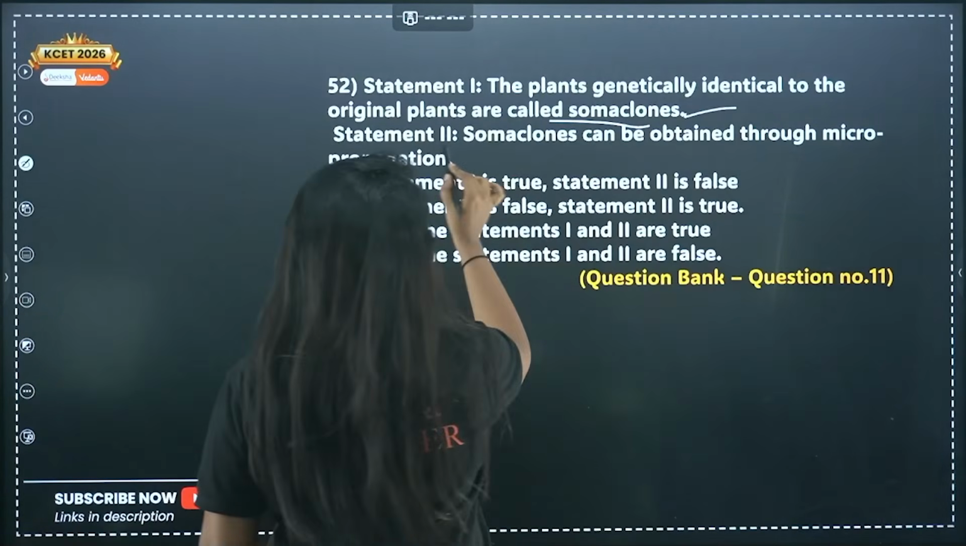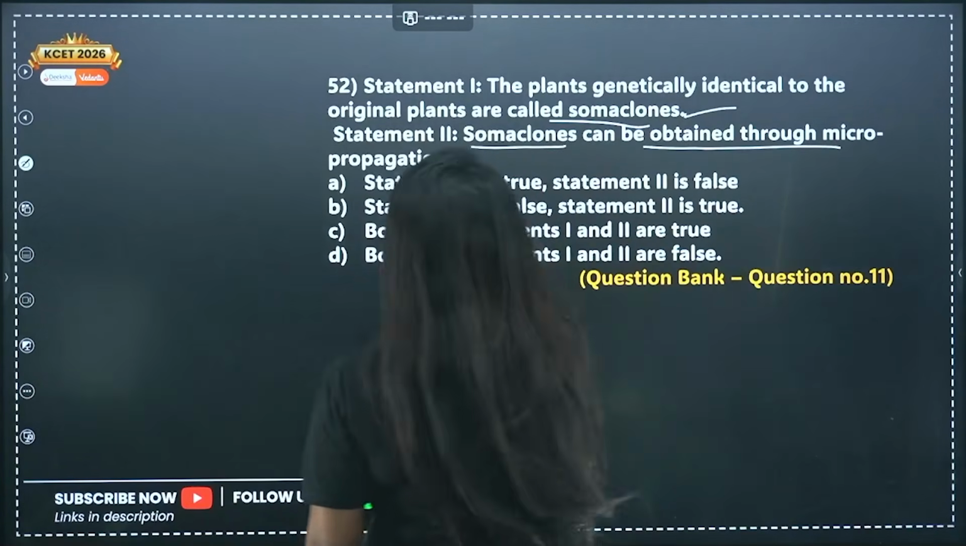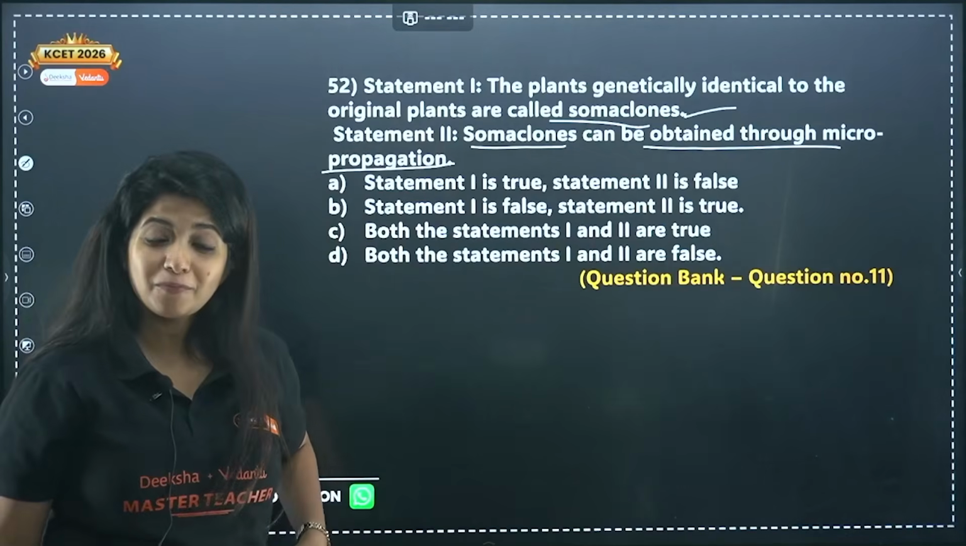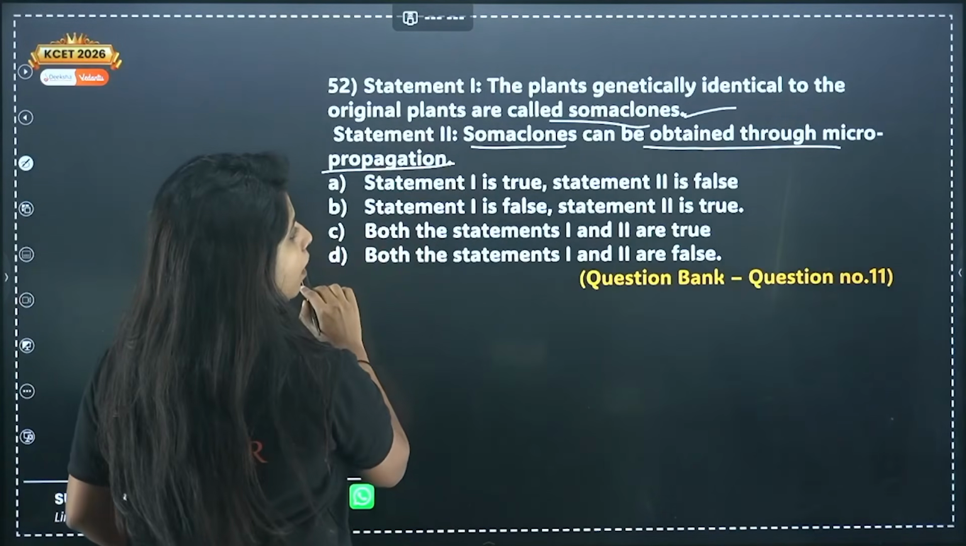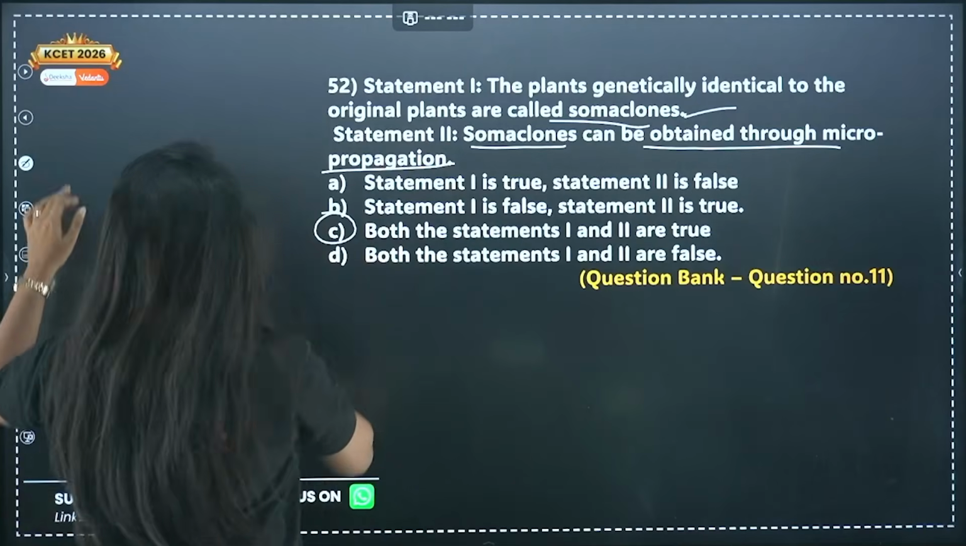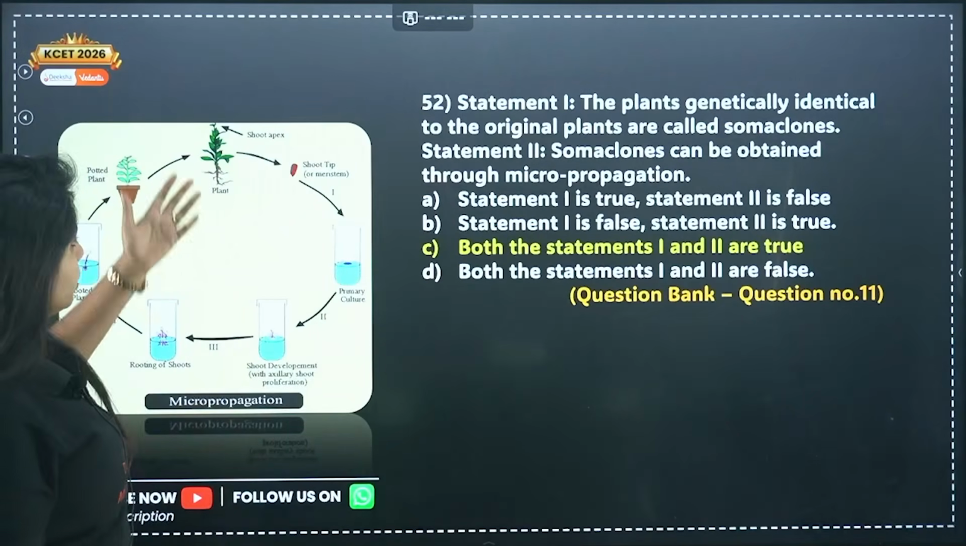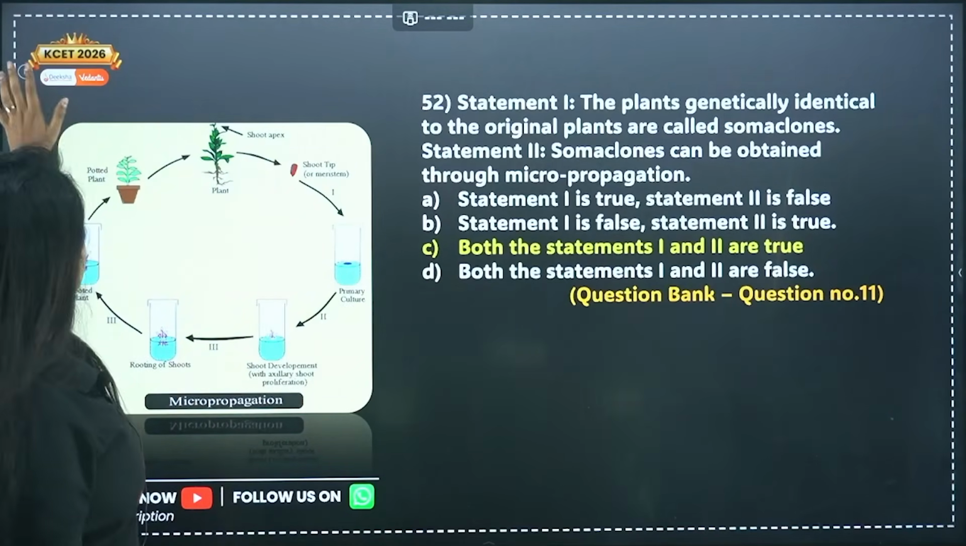They are clones, right? Now, somaclones can be obtained through micropropagation. Can they be? Yes, ma'am. It's a type of tissue culture. So, statement 1 and statement 2, both of them are correct. And I just explained this to you before, so it's okay.